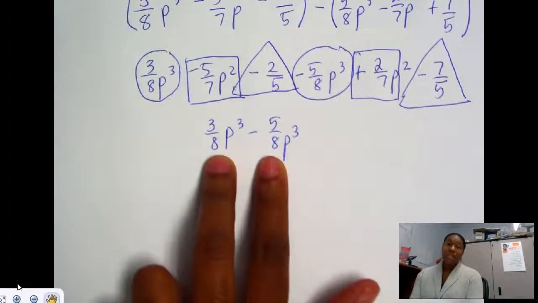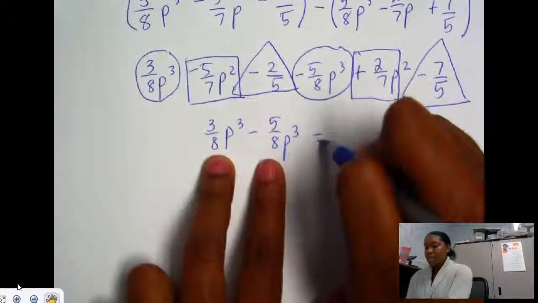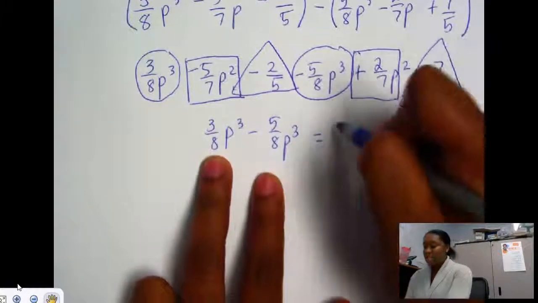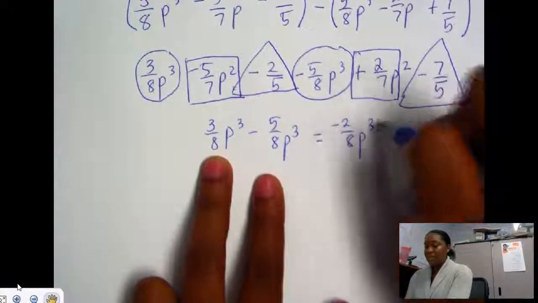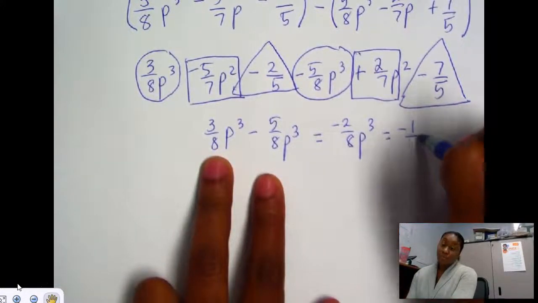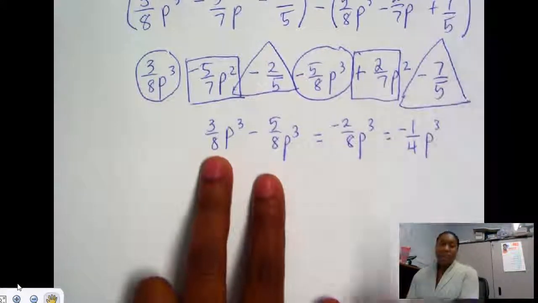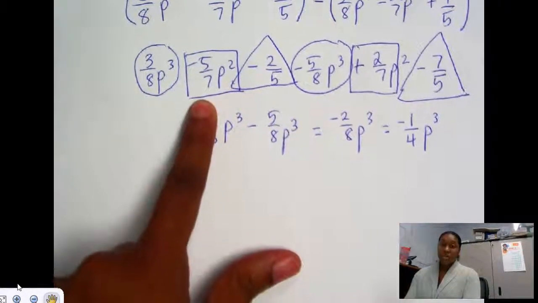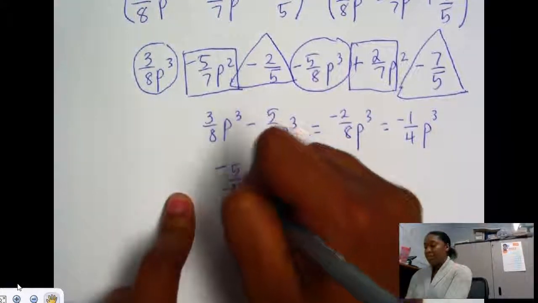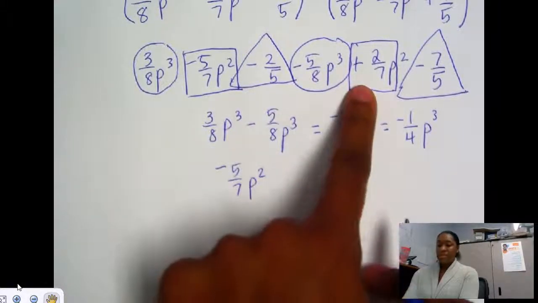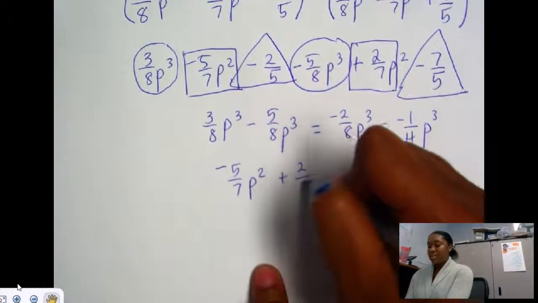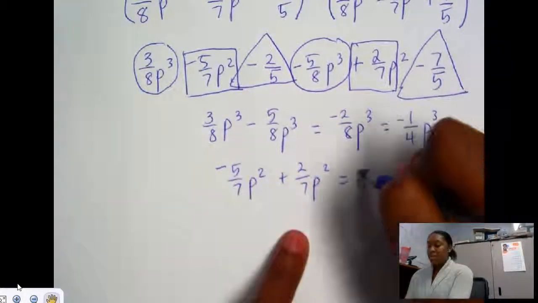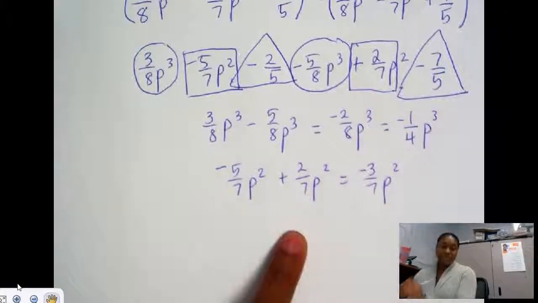So again, we're happy that the denominators are the same. So what we're going to do is just do 3 minus 5, which again, you can do your plus bump back, but this is negative 2/8 p to the third, but it reduces to negative 1/4, because their common factor is 2, so we reduced it. Now let's look at our p squared terms. We'll put them side by side. Negative 5/7 p squared, but I have to add to it 2/7 p squared, so I'm subtracting, keeping the sign of the bigger number. So negative 3/7 p squared.